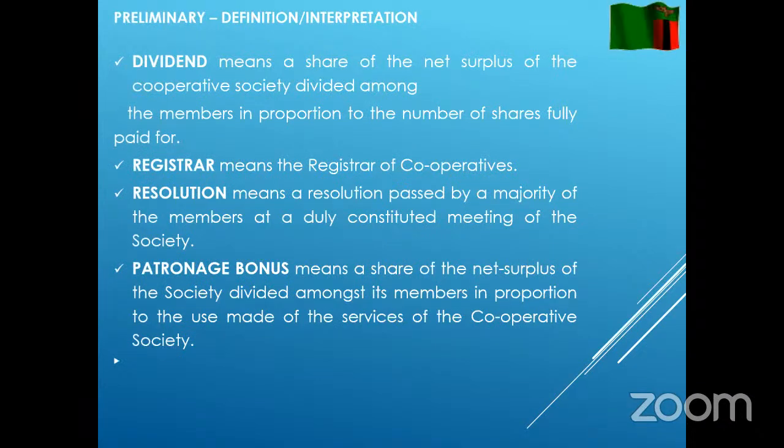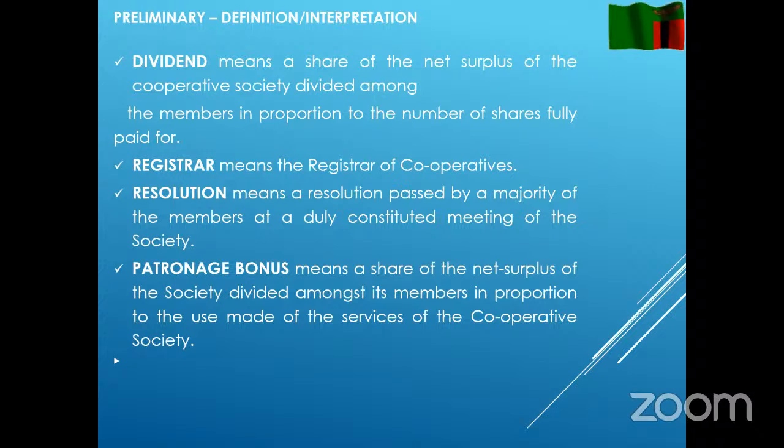The next is a dividend. I think in cooperatives, people invest shares. The interest sometimes is to make surplus, which members decide on how to treat. Sometimes it is added back in terms of reinvestment, or depending on the members' wishes, they would get that money and maybe use it. So dividend means the share of the net surplus of the cooperative society divided among the members in proportion to the number of shares fully paid for.